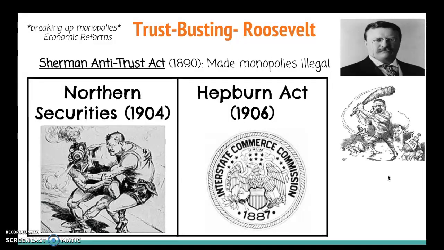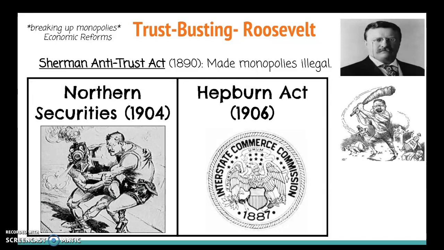Our first progressive president is Teddy Roosevelt. You should know that prior to Teddy Roosevelt taking office, the Sherman Antitrust Act was passed in 1890, and this piece of legislation made monopolies illegal. The Sherman Antitrust Act, which was passed under President Benjamin Harrison, was around for more than a decade and had only been invoked rarely against industrial monopolies. It hadn't really ever been enforced.